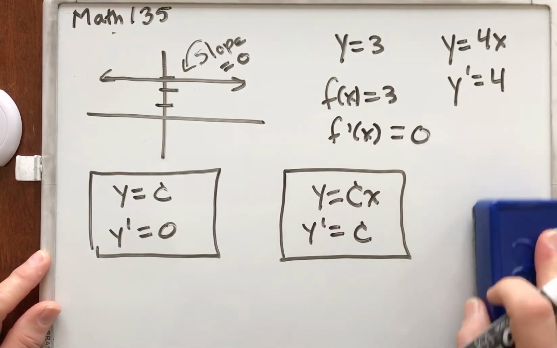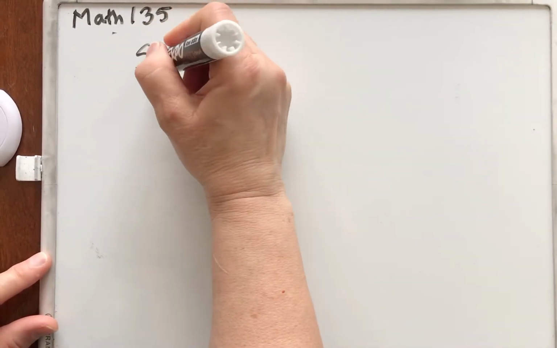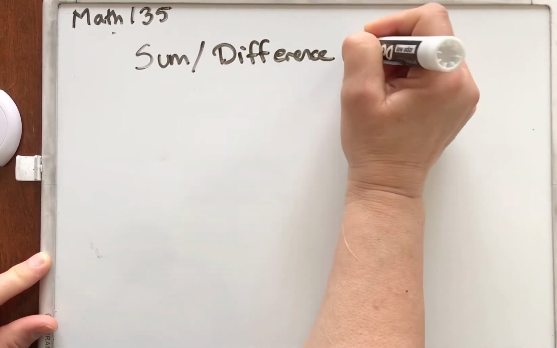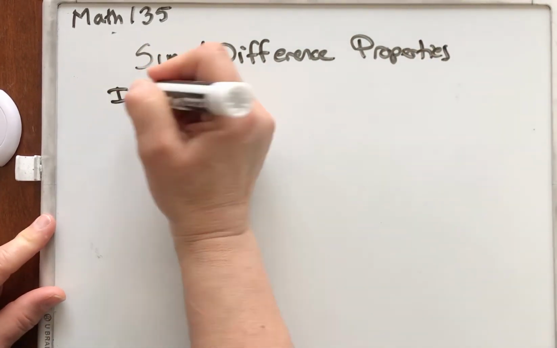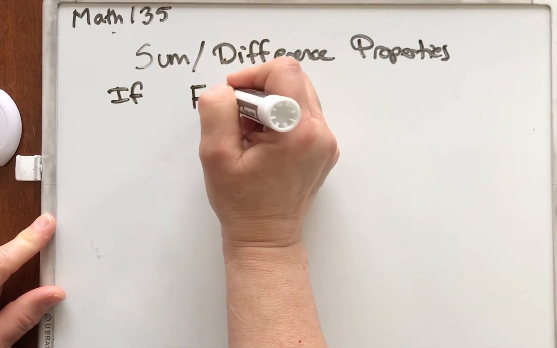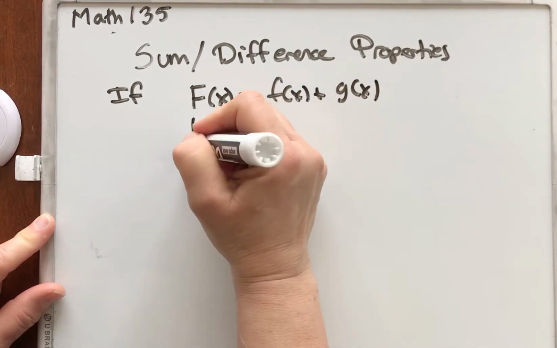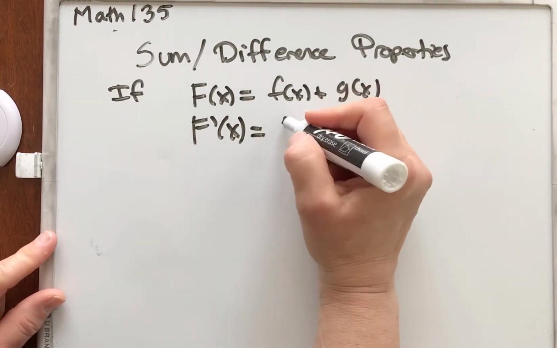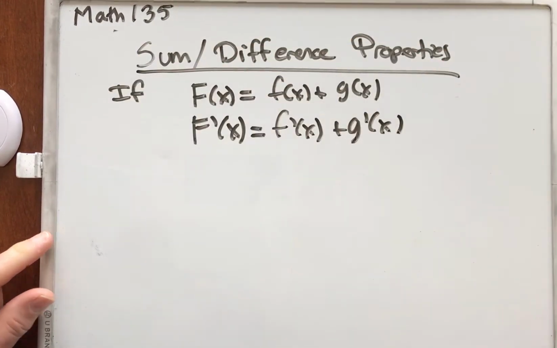All right, let's go further into another property. This is called the sum difference properties. And that is, if capital F of x equals f of x plus g of x, then the derivative of capital F of x is f prime of x plus g prime of x. Okay, so that's the sum difference property. Now let's utilize that in a problem.